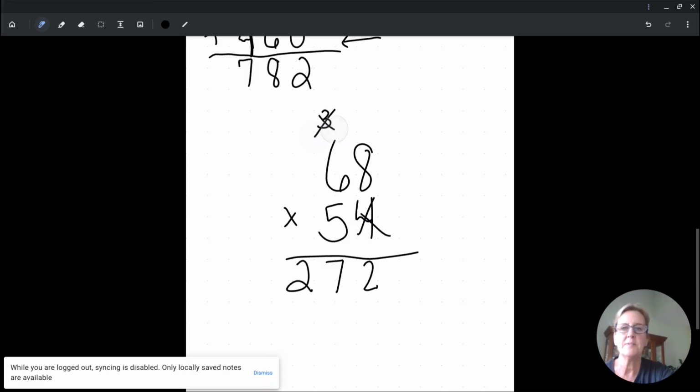Hasta vista, ole. Because I'm not multiplying by 5, I'm multiplying by 50. And the 0 makes it so that my place values are all lined up. That's really, really important. 50 times 8 is going to be 400, right? 50 times 8. 5 times 8 is 40. We'll just stick with that for now.